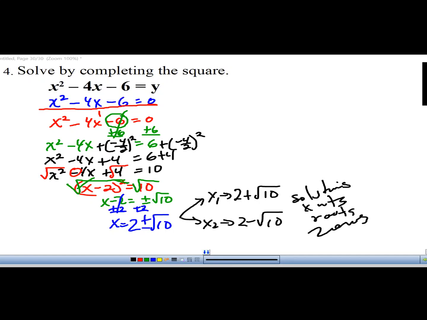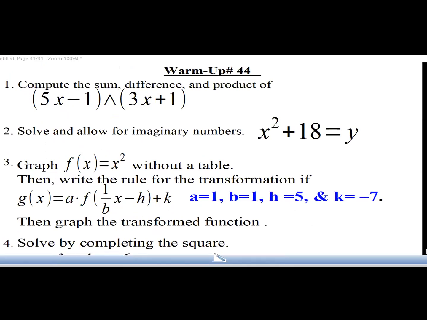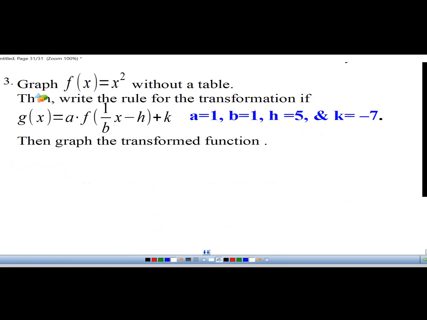All right, let's go to number 3. Let's see how we did with number 3. See if you guys remember that one. Here it goes. Number 3, let me make some space here. All right, so number 3 reads, graph f of x equals x squared without a table. I remember when we covered these that I said, when you get to these guys, something that you need to remember is how to graph them automatically. So we're getting there. So you guys need to know that by now. So here goes without a table.